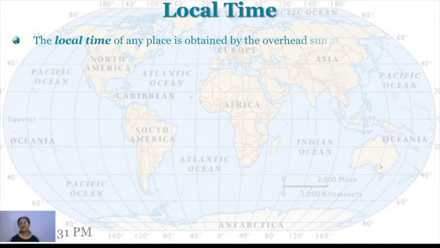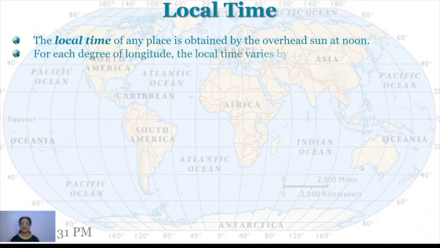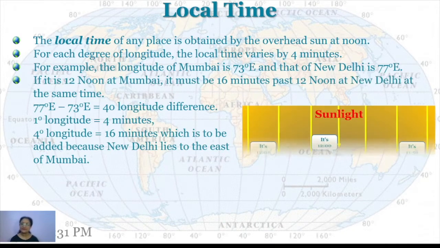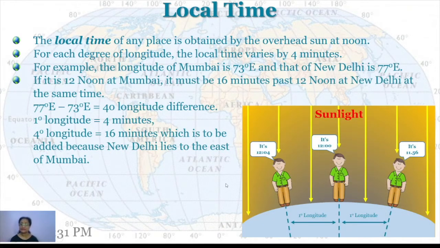Now the next thing we have to discuss here is local time. What is local time? Basically, the time of a place. Local time is calculated with the help of the position of the sun. Whenever the sun is overhead, meaning the sun rays are falling vertically over that place, the local time is calculated in reference to that. That is the noon time at that place, and the local time of that place is going to be 12 o'clock noon.